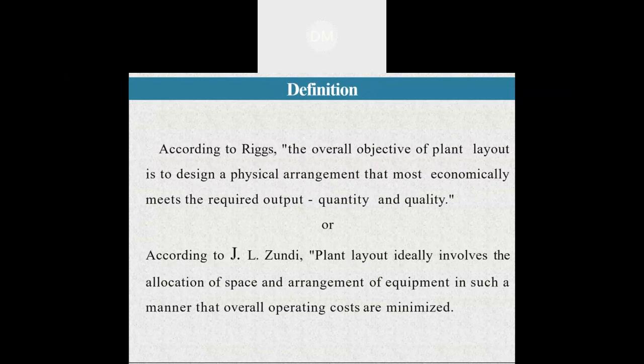So, the definition. The overall objective of plant layout is to design a physical arrangement that most economically meets the required output, quantity and quality. Or, as per JLD, plant layout ideally involves the allocation of space and arrangement of equipment in such a manner that overall operating costs are minimized. So as per the design process, minimum space is occupied by equipment or other processes, meaning storage rooms for raw material and final product, and the utility section.